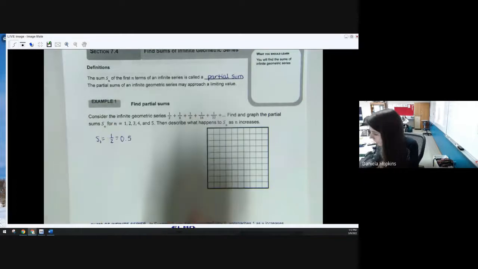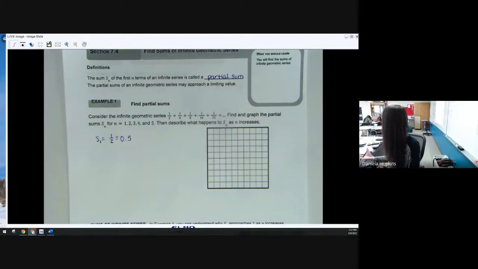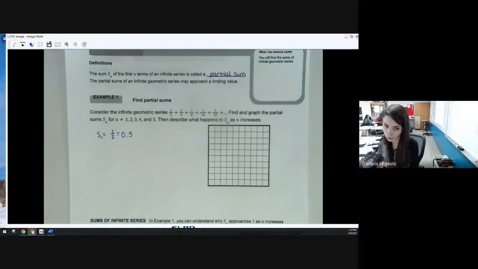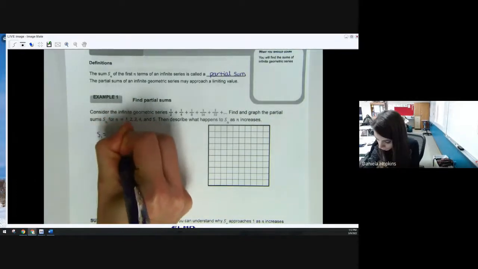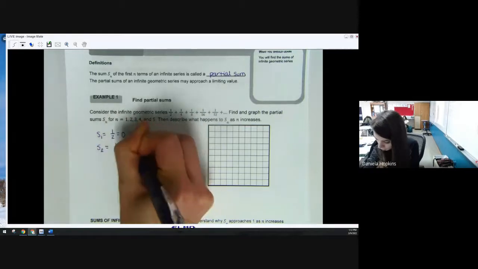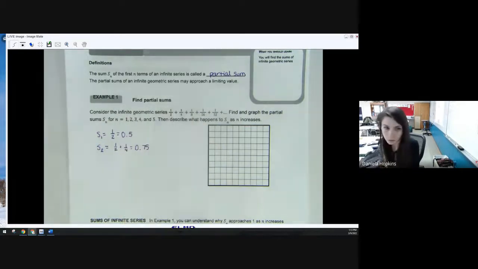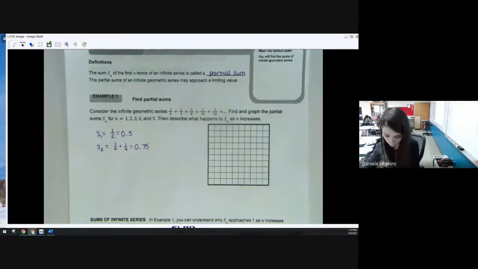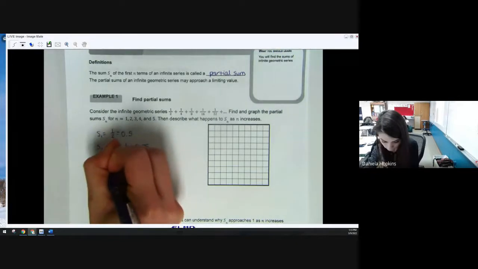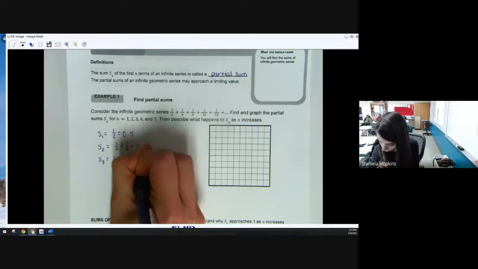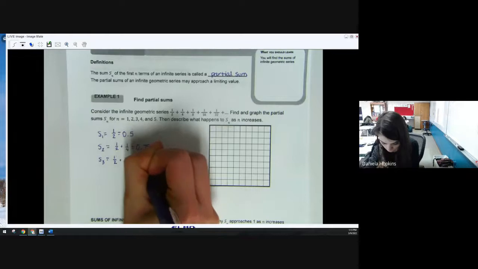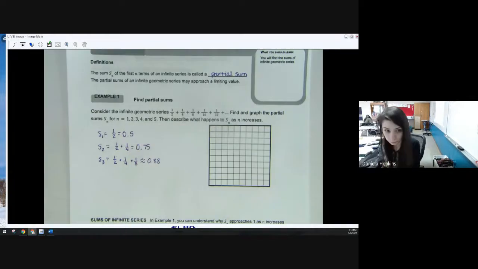This is one place where, I know normally we like fractions, but with graphing, obviously decimals tend to be easier to graph. So I'm always down for decimals when we're graphing. Our second would be the first 2 terms, which would be 1/2 plus 1/4, which I won't make you type into your calculator, but it's 0.75. Our third would be the first 3 terms, so 1/2 plus 1/4 plus 1/8, which is approximately 0.88.